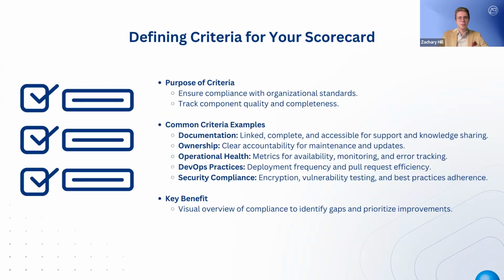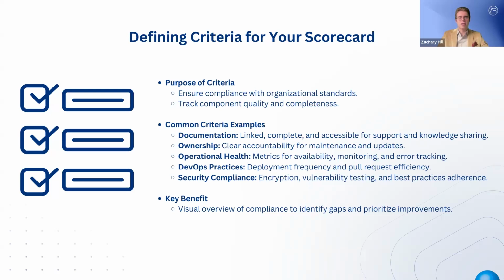Defining criteria is a critical step when setting up a scorecard in Compass. This ensures each component complies with organizational standards while maintaining quality and consistency across the system. Common criteria include documentation, which ensures proper linkage and knowledge sharing, ownership to promote accountability for each component, and operational health, covering metrics like service availability and error tracking.